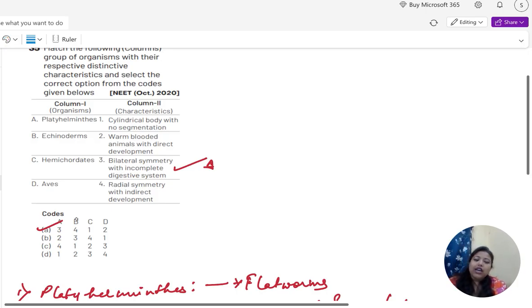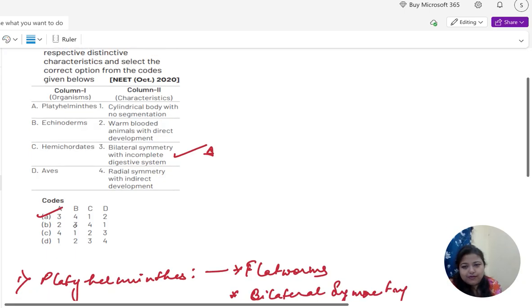So see, you can eliminate also. You have to know just one, and see how easily we have cracked this one. You might not know about aves, you might not know about hemichordates, but obviously you will know because you are preparing. You will have to learn everything before sitting for the examination. But it might happen that there are certain questions where you are confused about the options, like will it be this or that, and over here we have got one option correct and it's done. Clear?